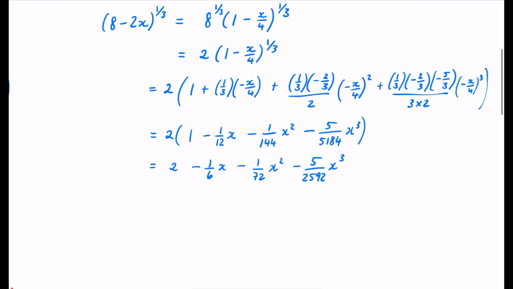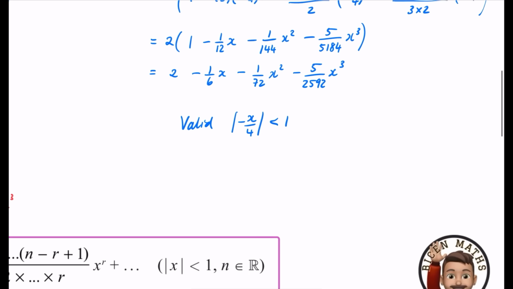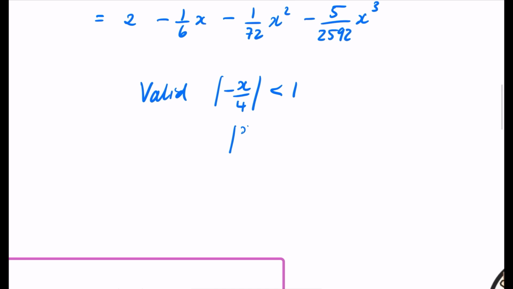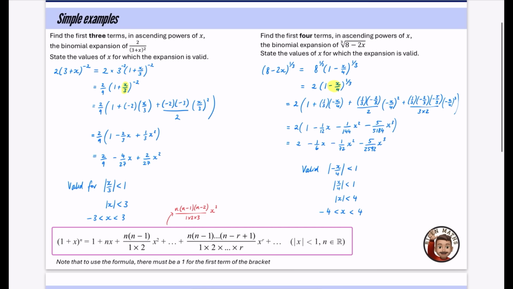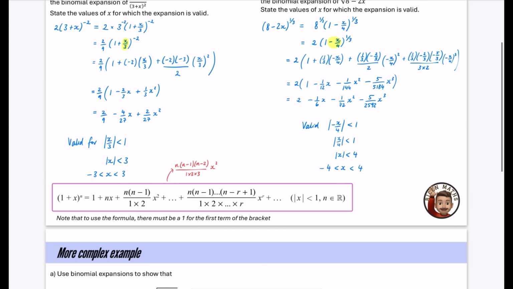And again, we're going to have to do the validity part for this. So when we did the binomial expansion, we did it on this particular bit here. So it's going to be when the negative modulus of x over 4 is less than 1. Well, modulus sign means we can just ignore the negative. I can multiply both sides by 4. So I'm just saying that x has got to be less than 4. And if you wanted to write it in a different form, that is just saying that x is between 4 and minus 4 here.